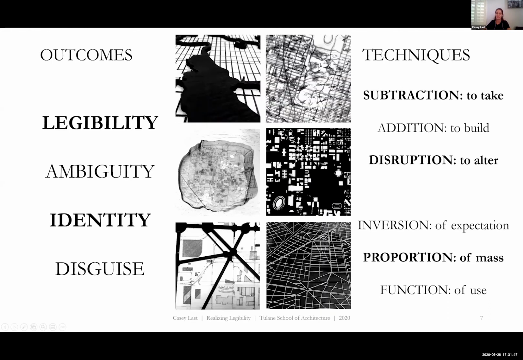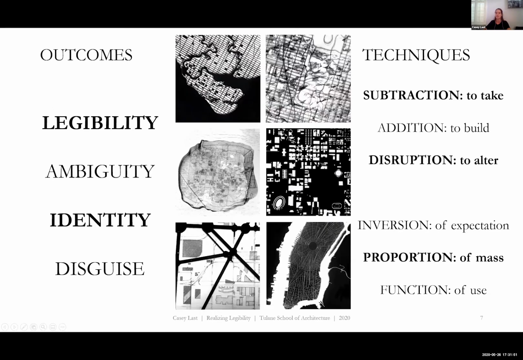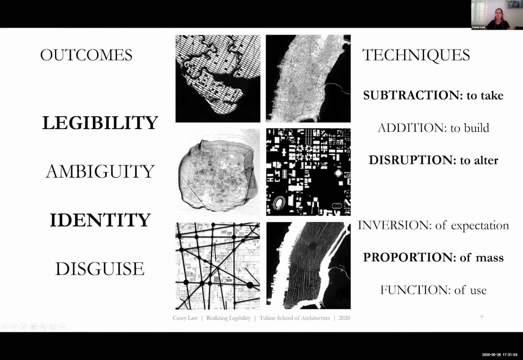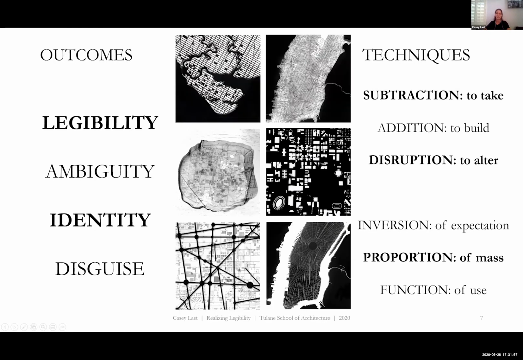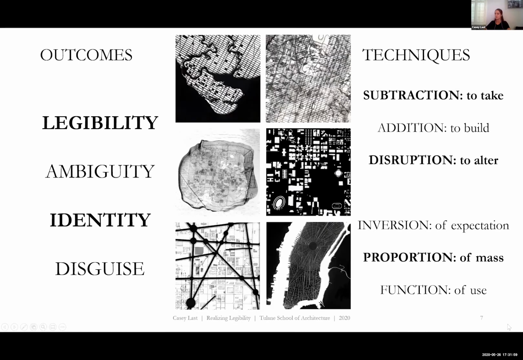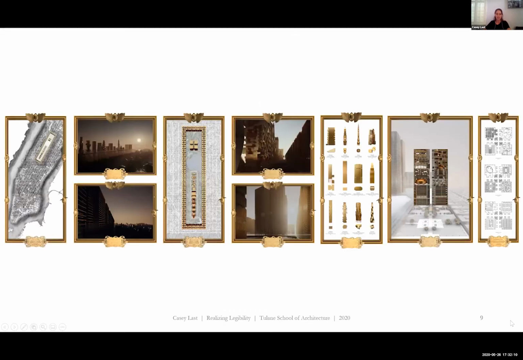These techniques aid in the construction of the representations in both the conceptual and physical manifestations. They have been attempted through the following methods of manipulation: subtraction, addition, disruption, inversion, proportion, and function. This matters because legibility elevates what is shown by raising the question, what is shown showing? Embedded in the structure of architectural drawing and the discipline are certain knowns.